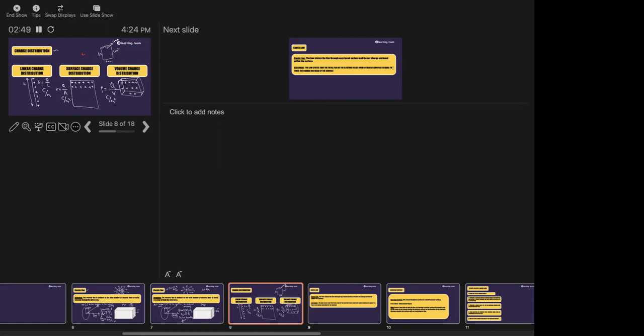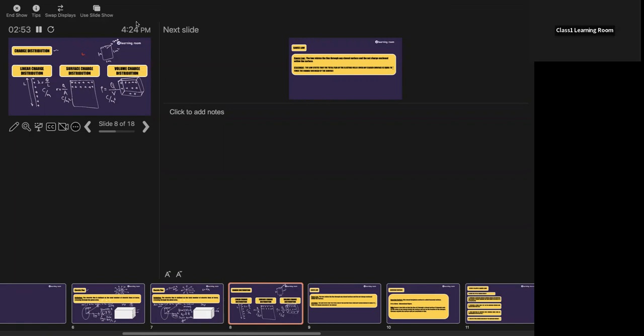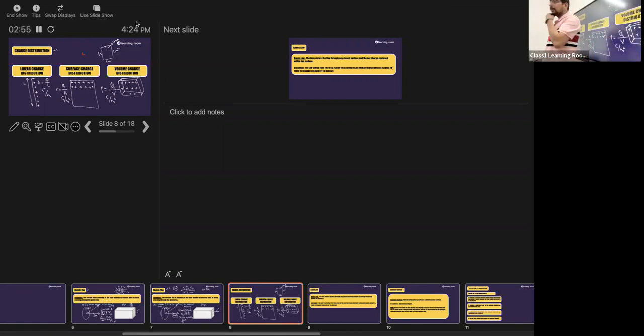The total charge per unit length is what is called linear charge density. Linear charge density is going to have the unit of coulomb per meter. It is the amount of charge per unit length. Am I clear with this?